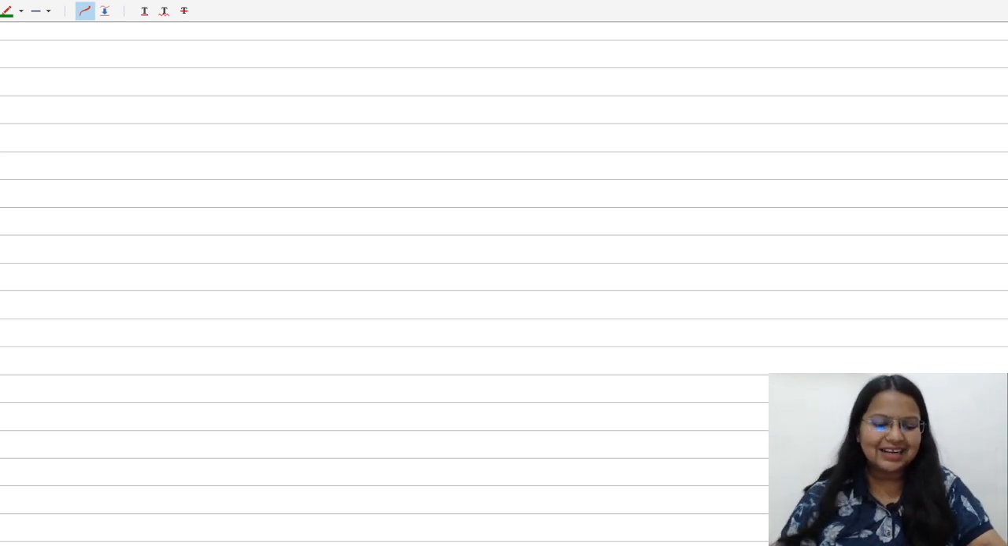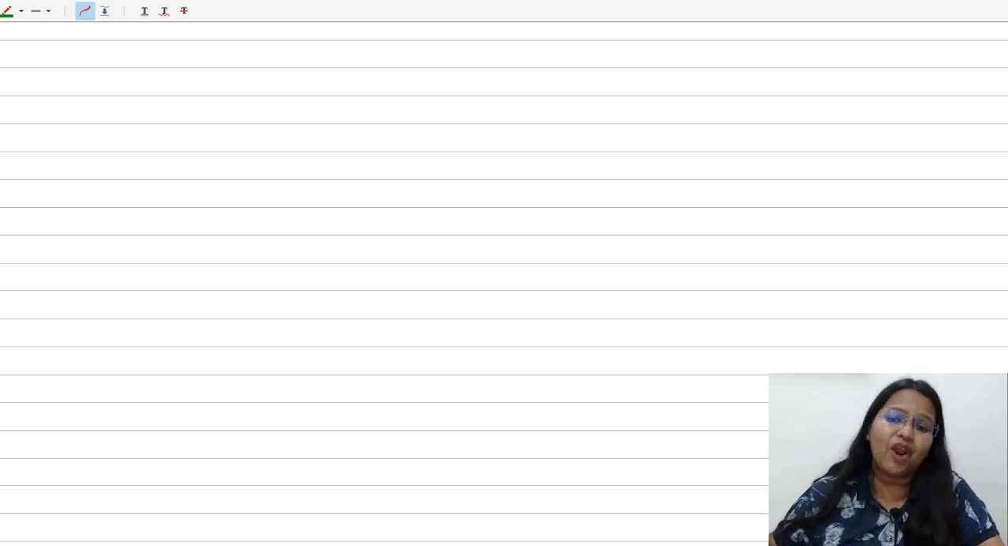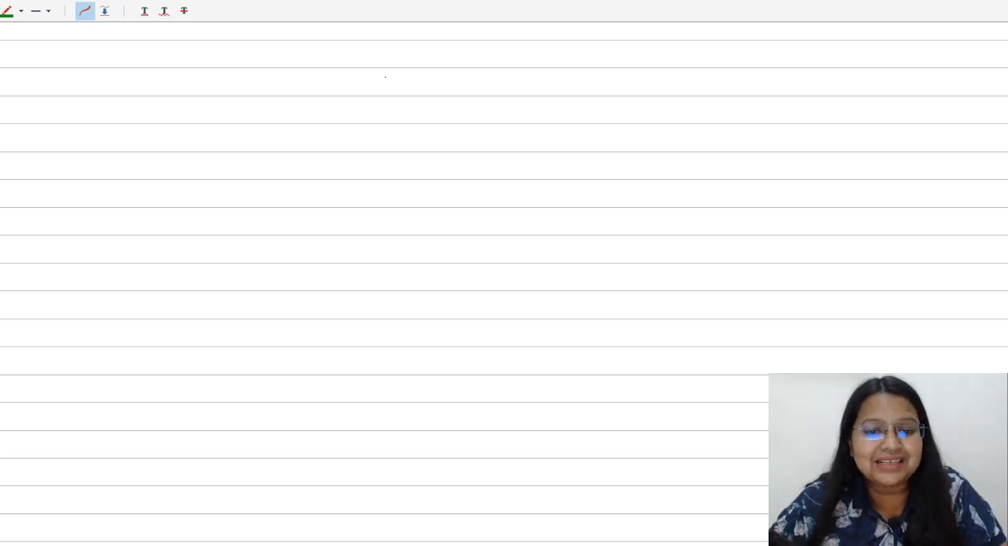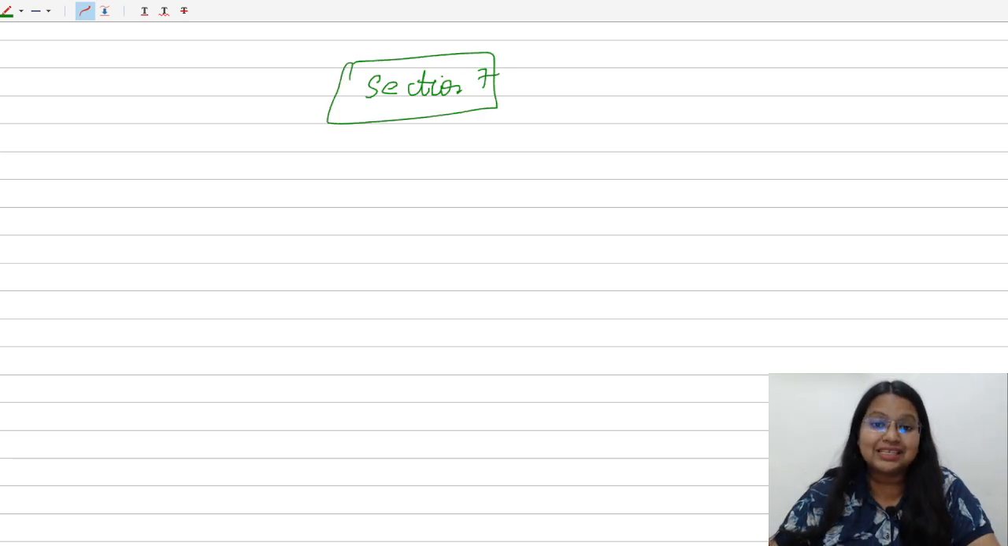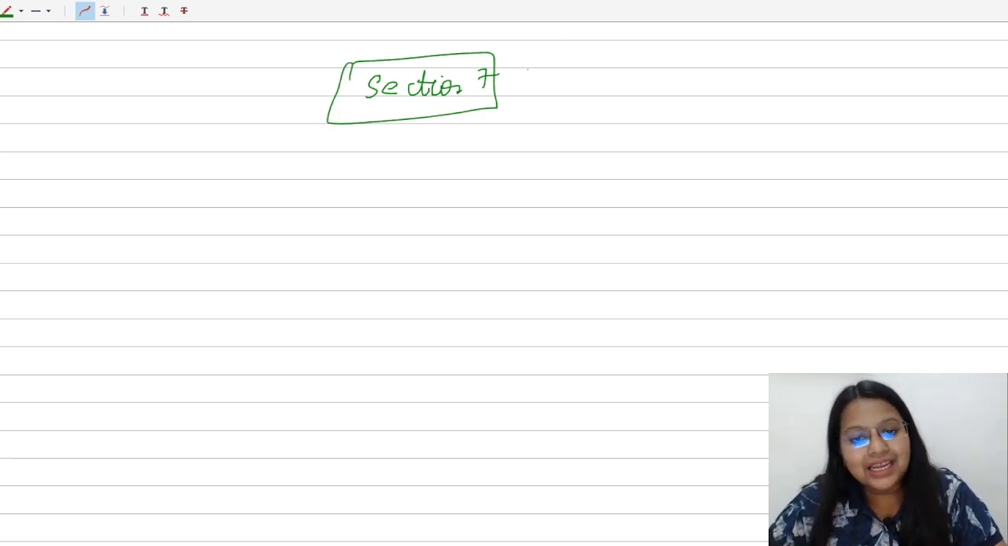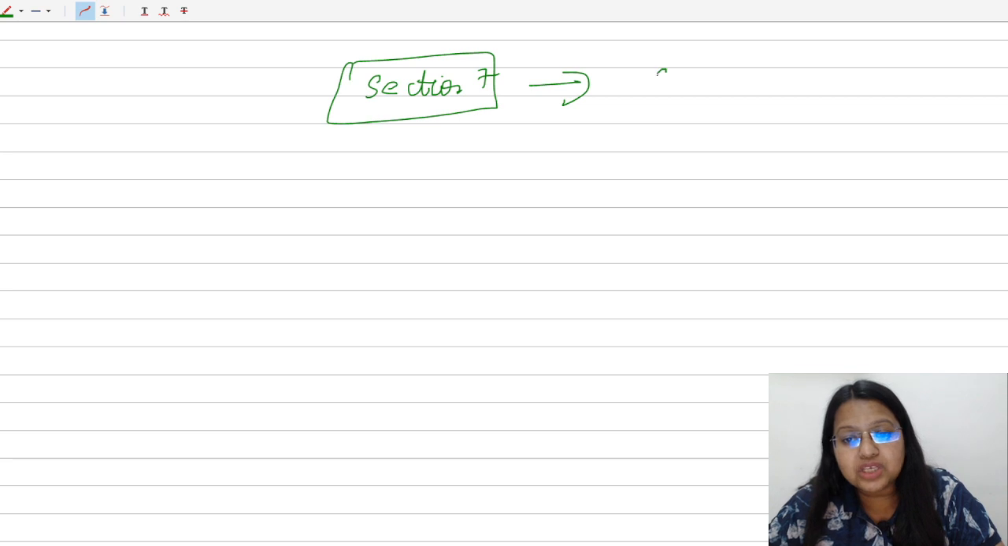Okay, so let's start the revision with the most important section of GST, that is section number 7. Now, we know that this is the basics of GST, section number 7, because it describes the scope of supply.